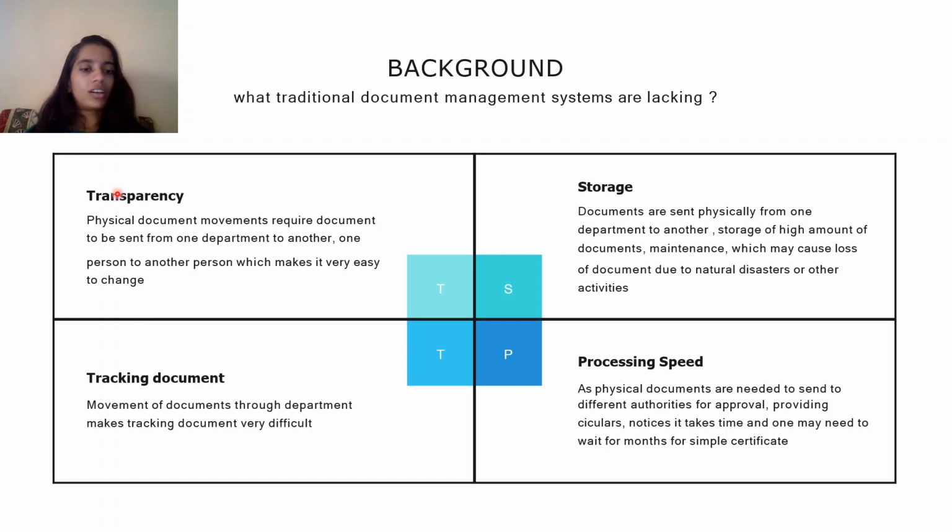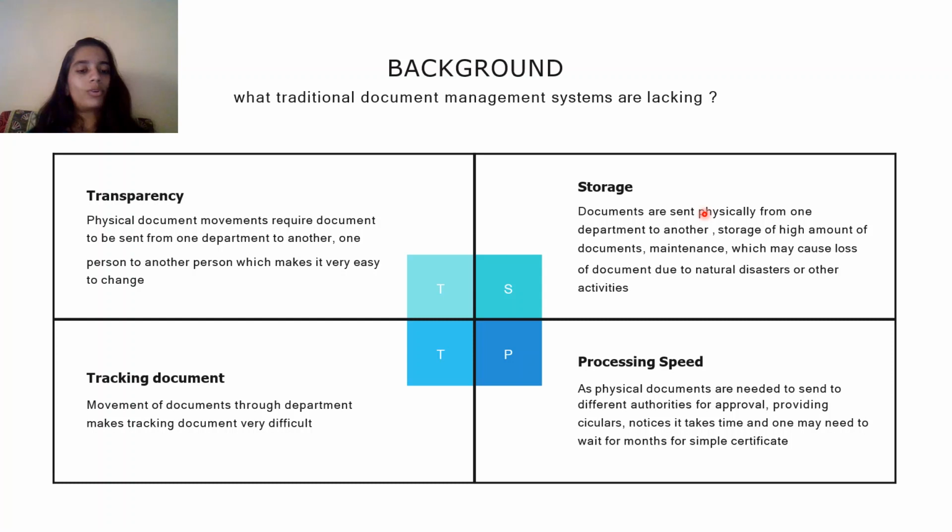So the first one is transparency. As we said, this is a physical document management system that needs me to send a document from myself to another person, so I can't guarantee the integrity of that document. Transparency of this process is not determined and we can't guarantee it. Next is storage. Yeah, it's a physical document management system, so we need to print the document.